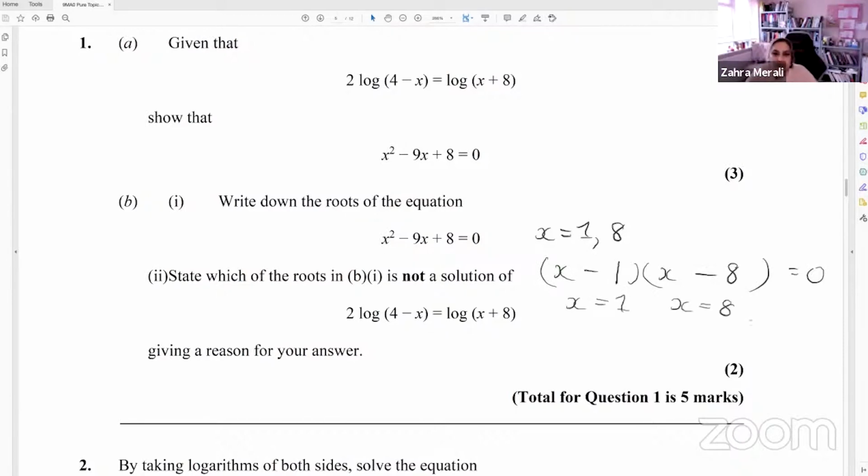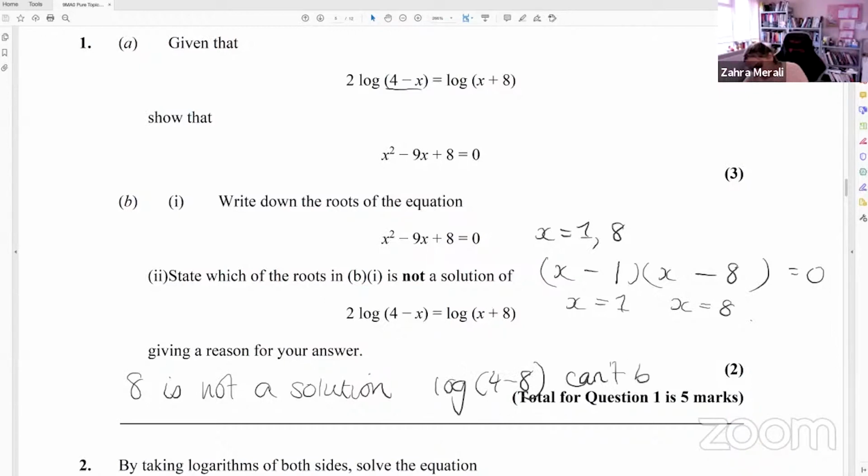Now we're going to state which one is not a solution. What do we know about logs? Now, if we think about logs, log anything or ln anything has to be positive. If we were to stick 1 into here, 4 minus 1 is 3, that's fine. 1 plus 8 is 9, that's fine. Let's plug 8 in. 4 minus 8 is minus 4. So that's impossible. So it's not a solution. So you'd say 8 is not a solution. Log (4 minus 8) can't be found. And that would get you the marks.